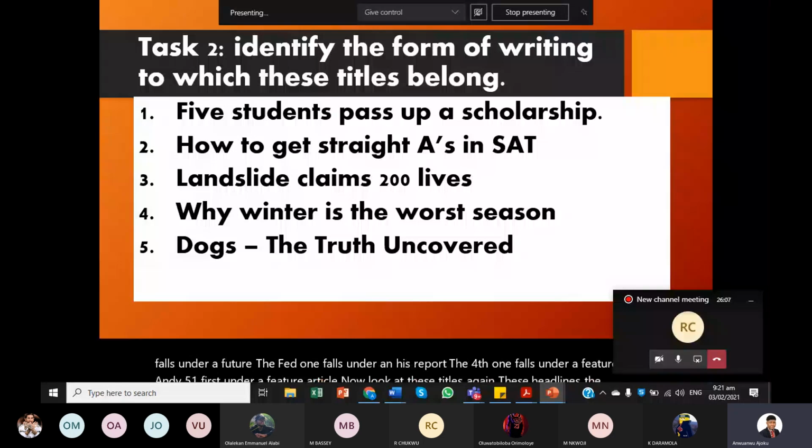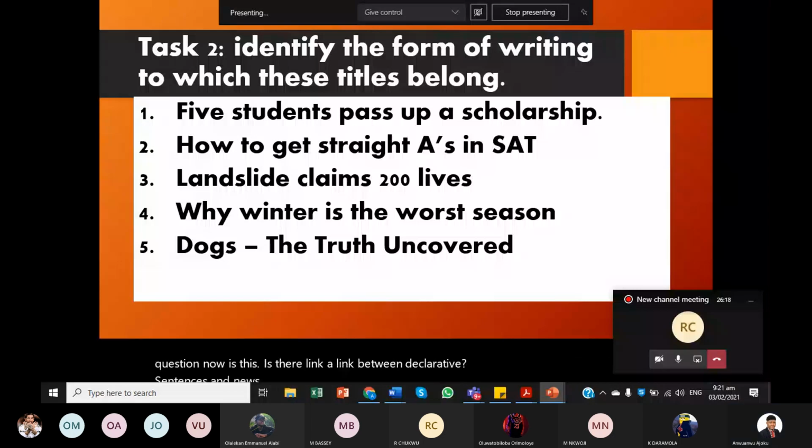The question now is this: is there a link between declarative sentences and news reports? That's the question. Is there a link between two of them? Yes. How do you mean? There's a link because the ones that are news reports are also declarative sentences. Okay, thank you. Now, is there a link between an interrogative sentence and feature articles?